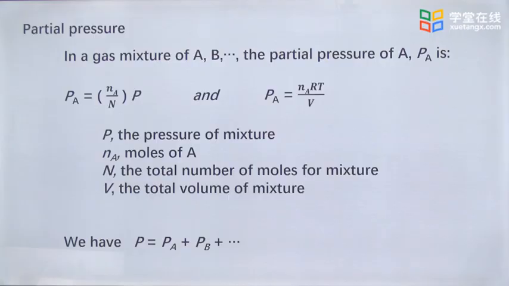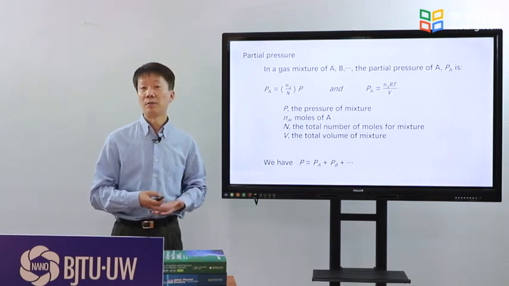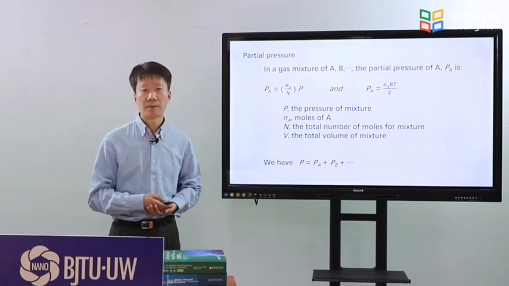In a gas mixture, the partial pressure of A is defined as Pa equals moles of A divided by the total moles of the mixture times the total pressure, or rewritten as Pa equals nA RT over V. The total pressure of the mixture is the sum of all partial pressures of the components.